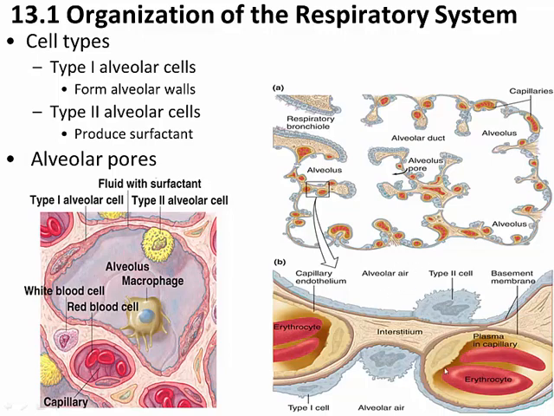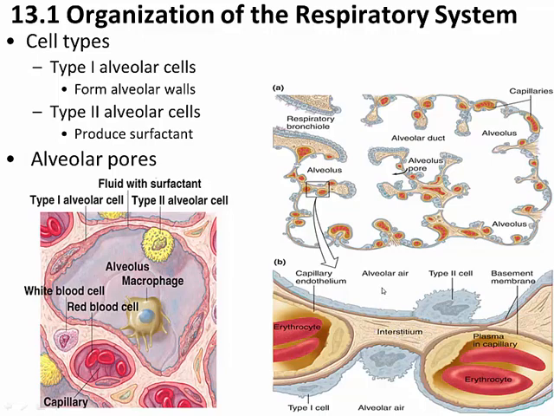Then we see the capillary, the pulmonary capillary. There's nothing surprising about the capillary. The structure is the same as we discussed in Chapter 12. But what we do notice is that we have a basement membrane for the capillary, and a basement membrane for the alveolar type 1 and type 2 cells. We have an interstitial space here that's filled with interstitial fluid.